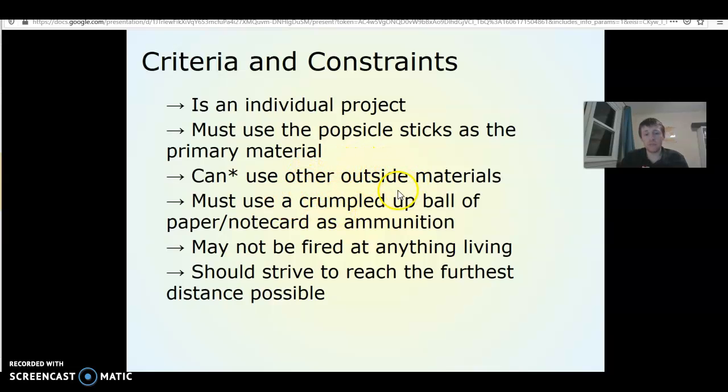You must use a crumpled up ball of paper or a note card as your ammunition. So no marbles, no rocks, nothing like that, please. It may not be fired at anything living and should strive to reach the farthest distance possible. Now, I understand some of you don't have a way to measure accurately. That's okay. We can guesstimate. It's not the end of the world. I just want you to strive to shoot as far as you can.